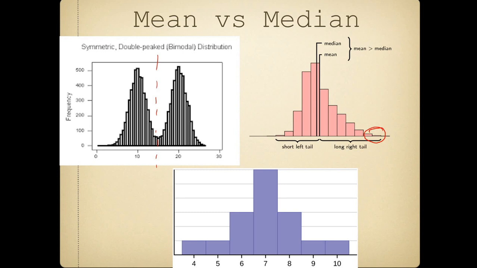So if you're symmetric, you can use mean. And the purple histogram is perfectly symmetric. So here we know mean equals median. So you technically could use either, but we would probably use mean.